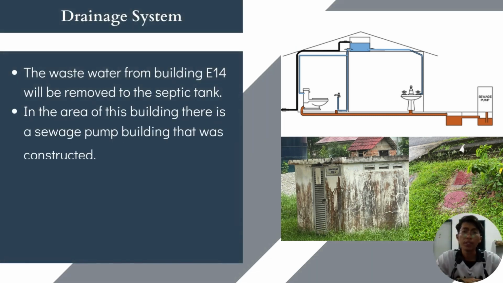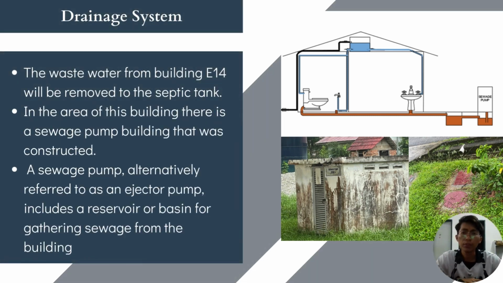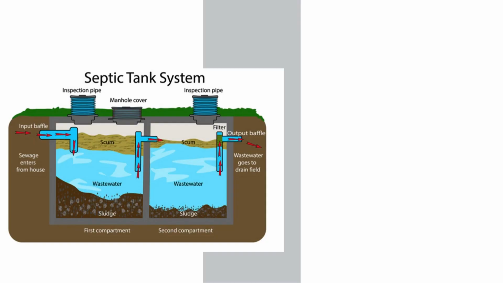For our study, the wastewater from all units in building E14 will be removed to the septic tank. In the area of this building, there is also a sewage pump building that was constructed. A sewage pump, alternatively referred to as an injector pump, includes a reservoir or basin for gathering sewage from the building.